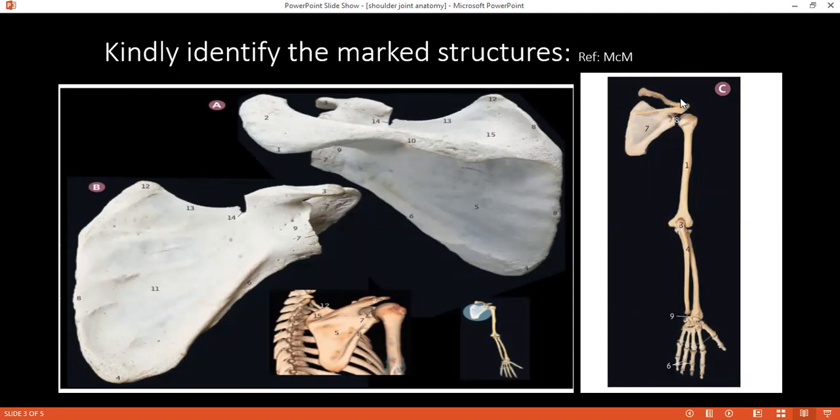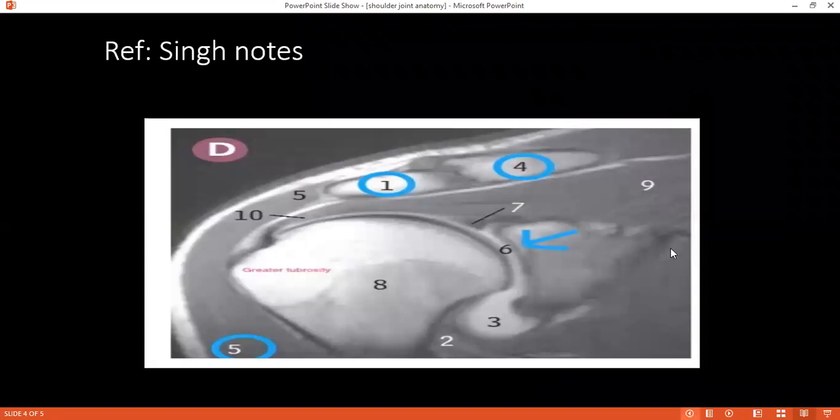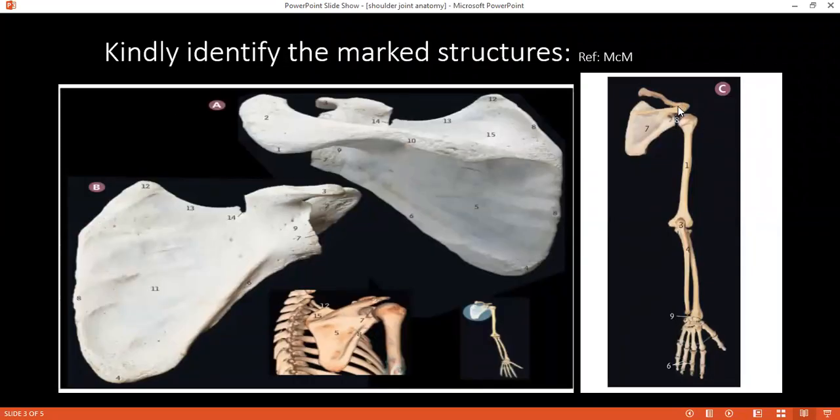If you focus on picture C, on this area at my cursor, what type of joint is formed by the humerus, scapula, and clavicle? It is a ball and socket type of synovial joint. What is the name of the joint? Shoulder joint. What movements are possible at this joint? Flexion, extension, abduction, adduction, internal rotation, external rotation, and circumduction.